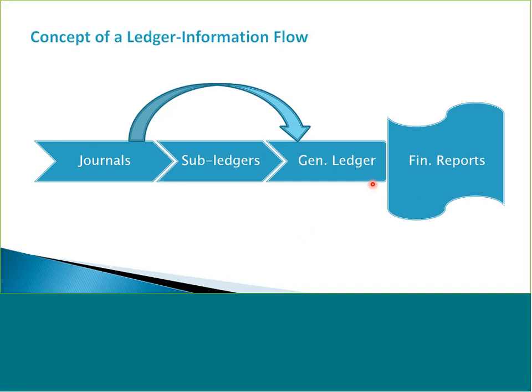This is another representation of the flow of information. So we create journals, we enter them into sub-ledgers, and then the journals are imported into the general ledger, and the accounting information is posted, and it affects the account balances in the general ledger. This information is used to produce financial reports. We also have another path where we can enter journals directly into the general ledger, and we can produce financial information using the accounting that is produced from those journals to generate financial reports.